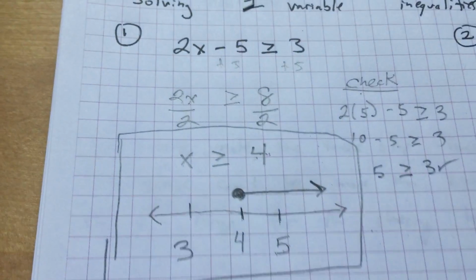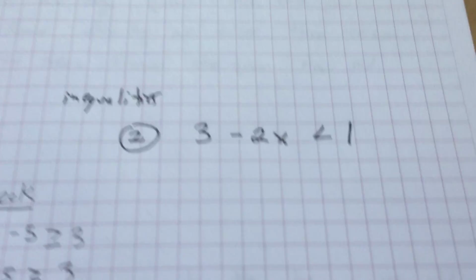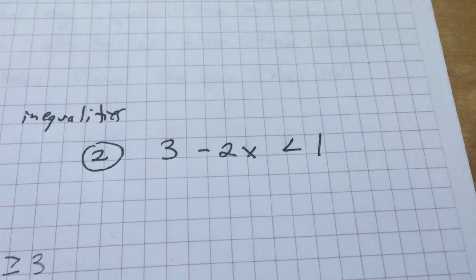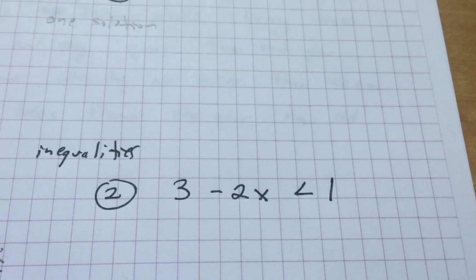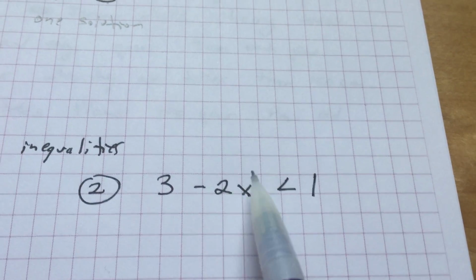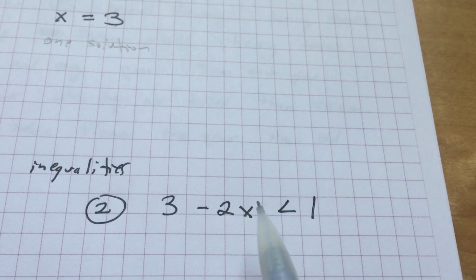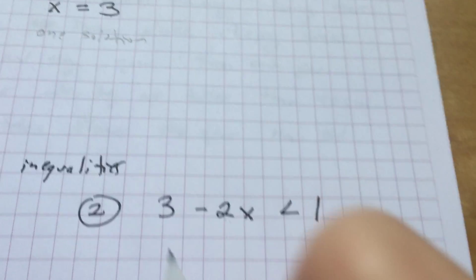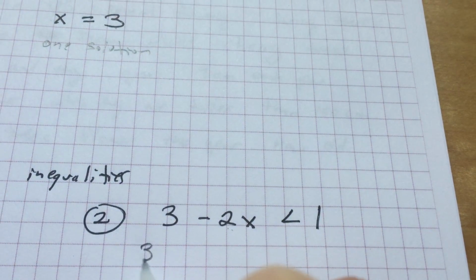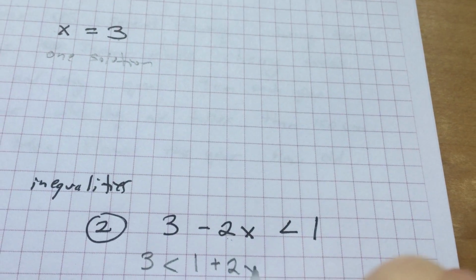So, what happens if we have an inequality that kind of looks like this? Okay, so I'm going to solve it in 2 ways. The first thing I'm going to do is move the 2x over to the other side because I want to keep that positive. So I'm going to say 3 is greater than 1 plus 2x.